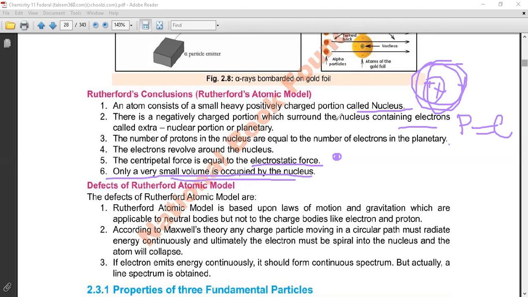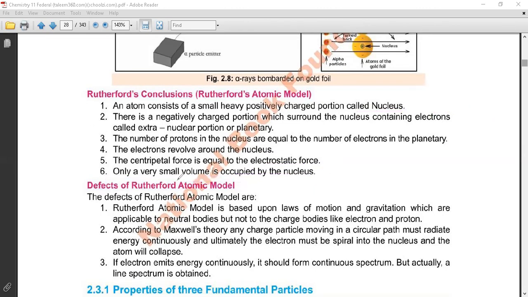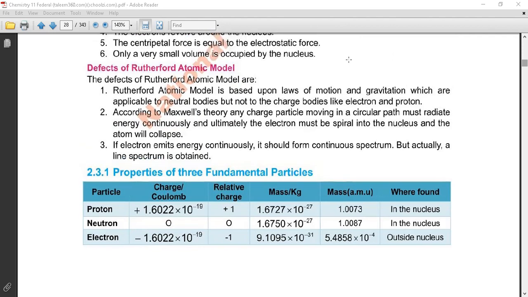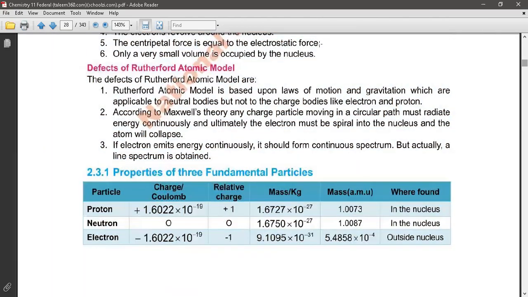But we will discuss the further defects of this atomic model, which was given by Rutherford. Rutherford's atomic model is based upon the laws of motion and gravitation, which means that the centripetal force is equal to the electrostatic force, which is Newton's third law of motion: every force has a reaction force which is equal and opposite in direction. This is applicable to neutral bodies but not to charged bodies. But electrons and protons are charged particles, which means it is not applicable here.